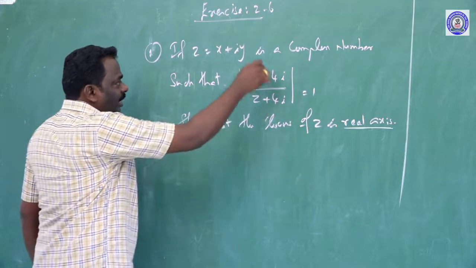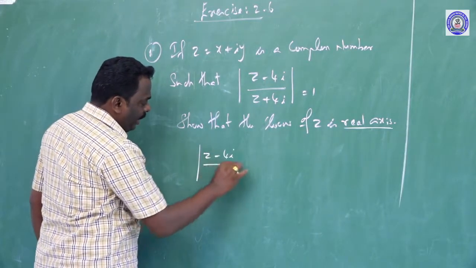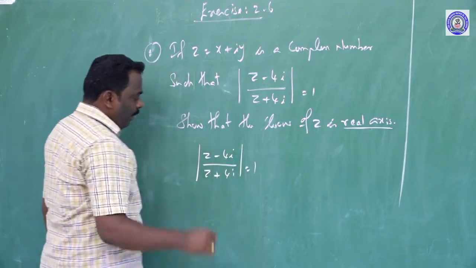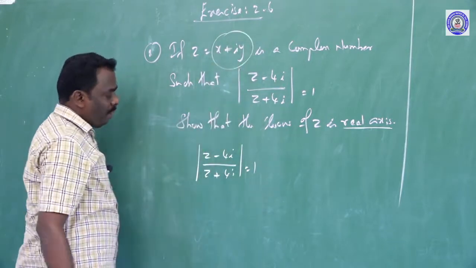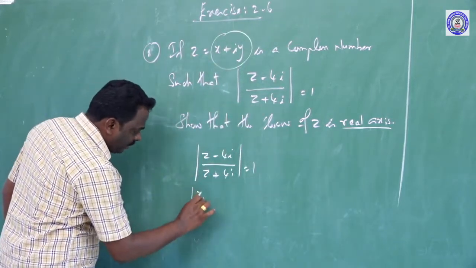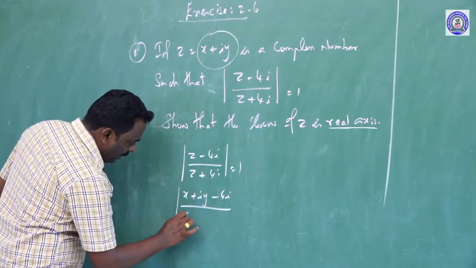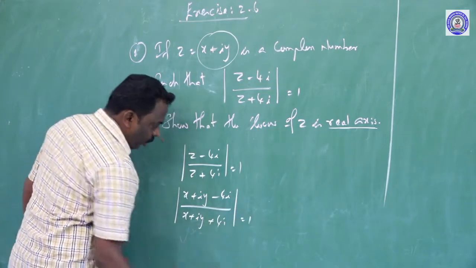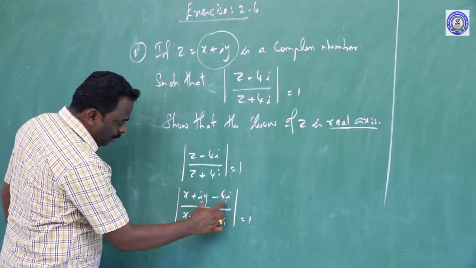Now let us consider the given expression: modulus of z minus 4i by z plus 4i, that is equal to 1. We know z is a complex number of the form x plus iy. Therefore, replace the z value: x plus iy minus 4i by x plus iy plus 4i, that is equal to 1. Again collecting the real term and imaginary term separately.